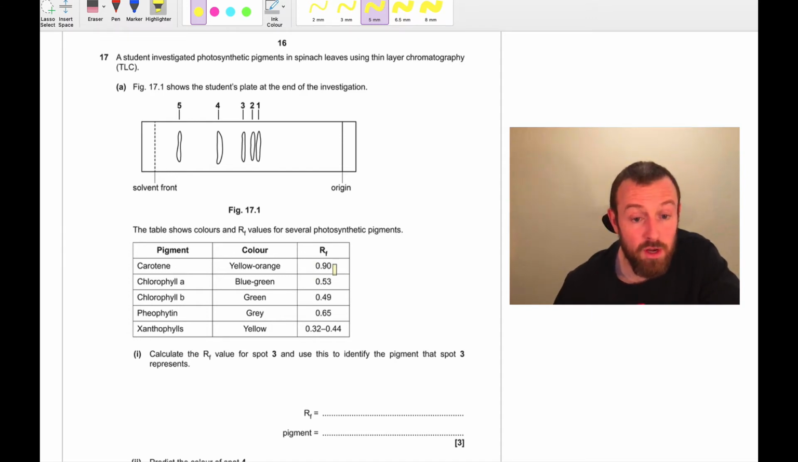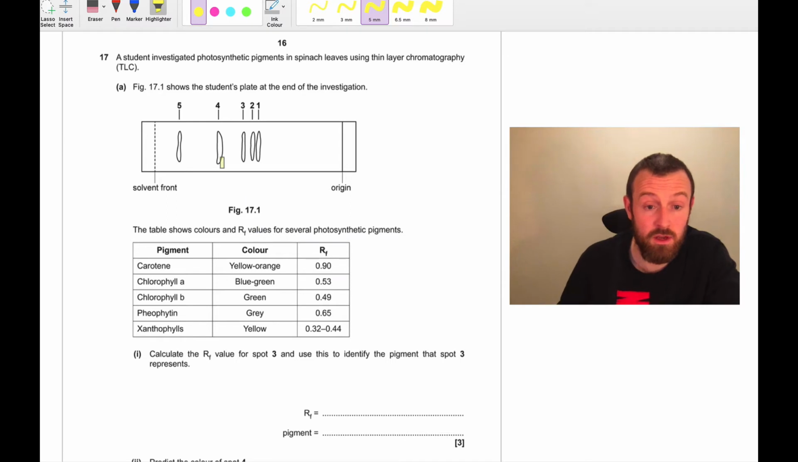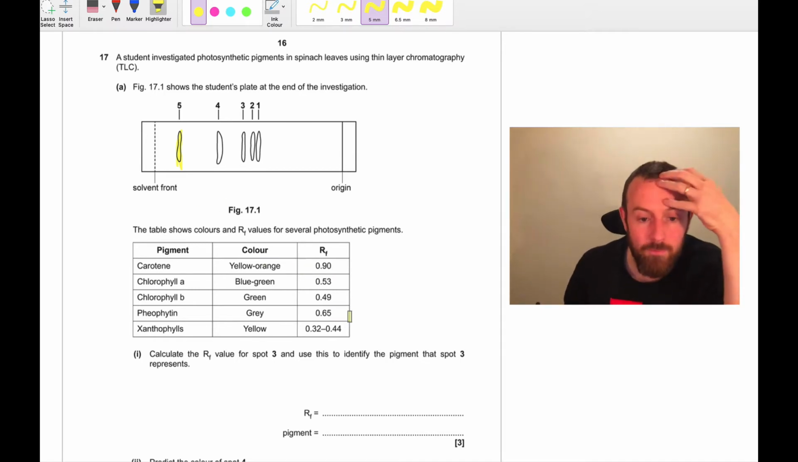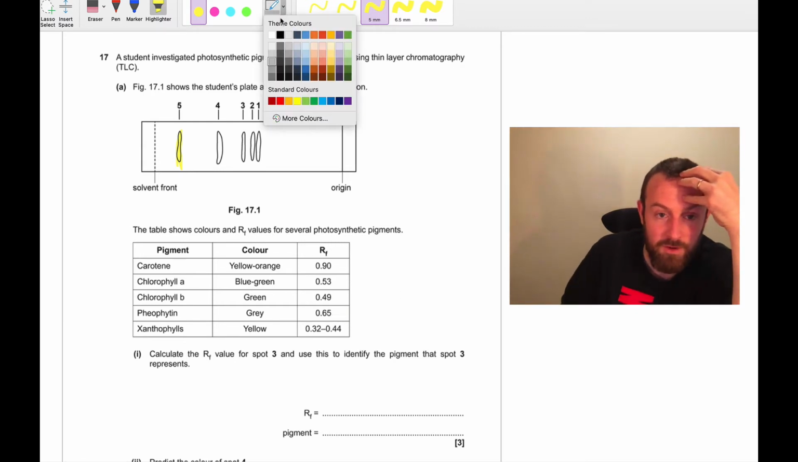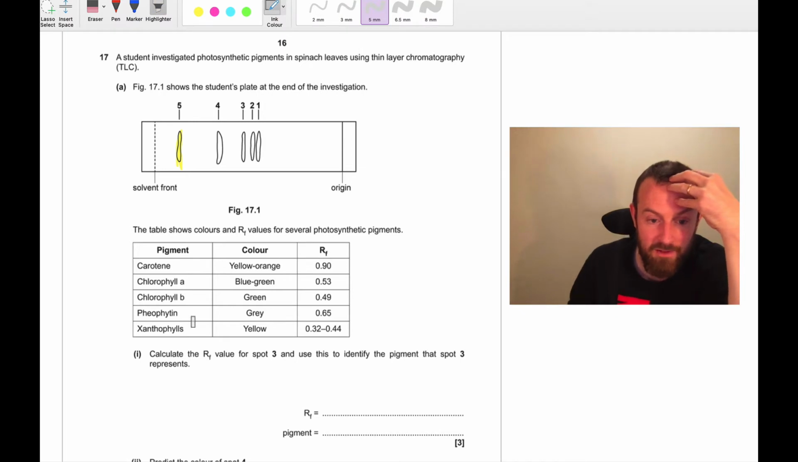This one, 0.9, is the highest RF. That means that molecule has got furthest. It travels 90% of the distance of the solvent. So that's carotene, yellow, orange. The next furthest is this grey one. The grey one here, pheophytin, has a 0.65 RF. So that's going to be this one.